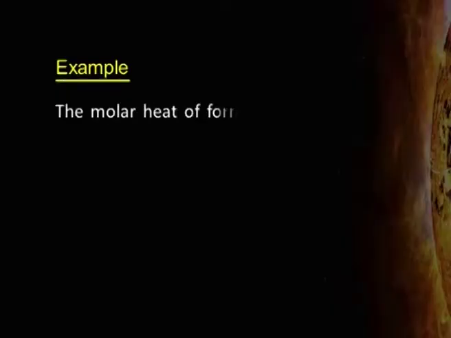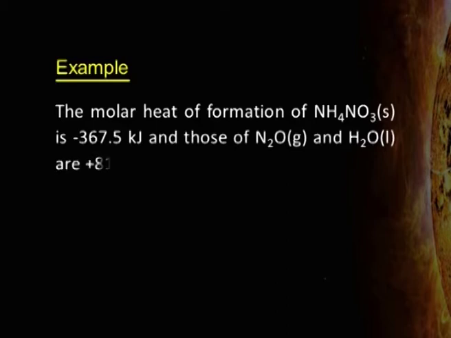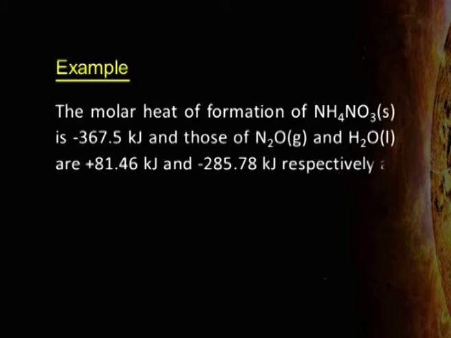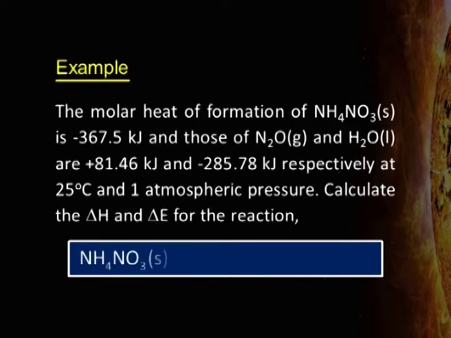The molar heat of formation of ammonium nitrate, that is NH4NO3, is minus 367.5 kilojoule and those of N2O gas and H2O liquid are plus 81.46 kilojoules and minus 285.78 kilojoules respectively at 25 degrees Celsius and 1 atmospheric pressure. Calculate the delta H and delta E for the reaction. NH4NO3 solid giving you N2O gas plus 2H2O liquid.